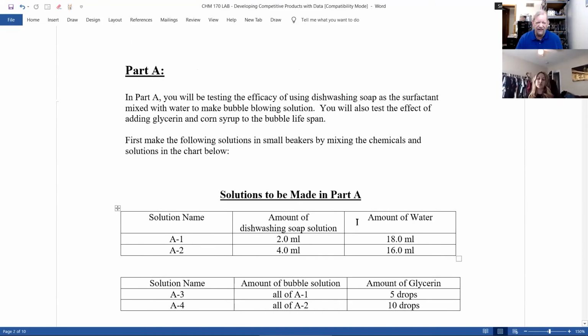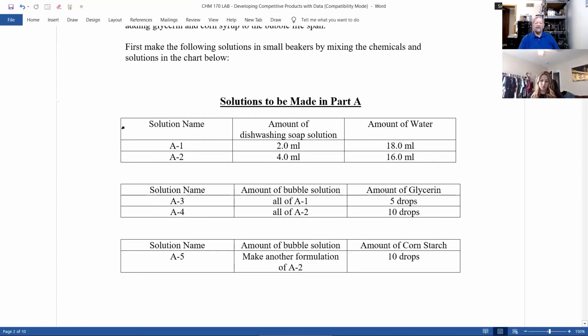In part A, you'll be testing the efficacy of the Dawn dishwashing soap. By the way, I think Dawn's the best. I've been using it for many years, happily. And you'll use it to make bubble blowing solution. You'll also test what happens if you add glycerin to your formulation, and corn syrup. And you'll be doing these in beakers so you can put the wand in and blow the bubbles.